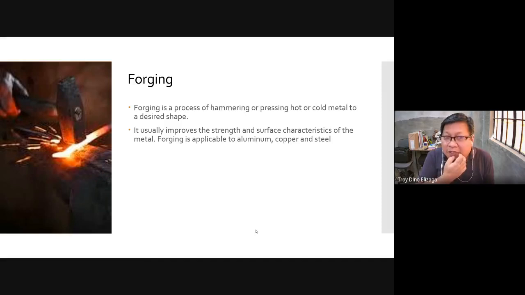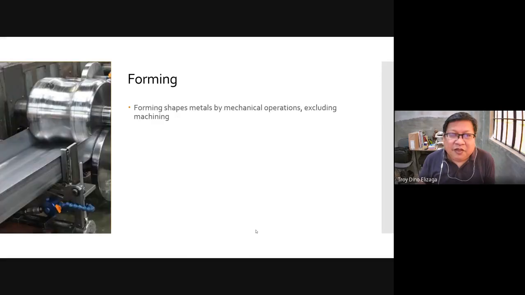Now, forging happens when, normally this is manual, although there are also machines that do forging, you hammer or press hot or cold metal to a desired shape. So when you're making knives or swords, this is the process. Forming, of course, shapes metals by mechanical operations, excluding machining.